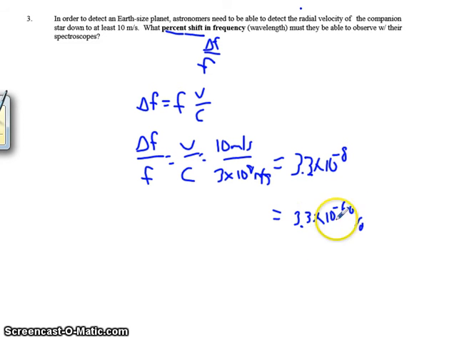So we're talking about a very, very tiny shift percentage-wise, but we do have instruments that are able to measure that.